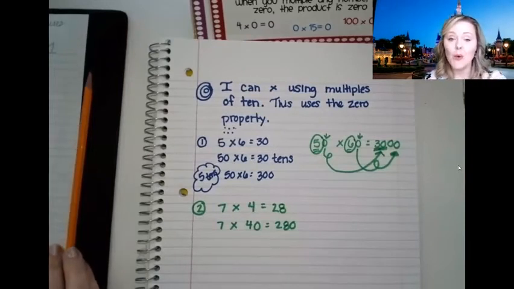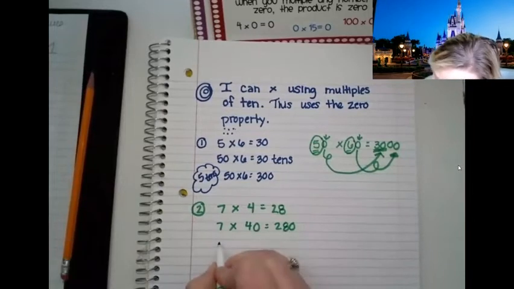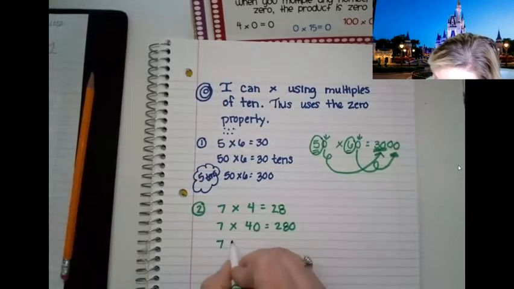All right, I want you to write this next problem down, and then I want you to tap your screen or press your space bar, and I want you to pause the video and try to work it out on your own. So on your own, try to solve 7 times 400.